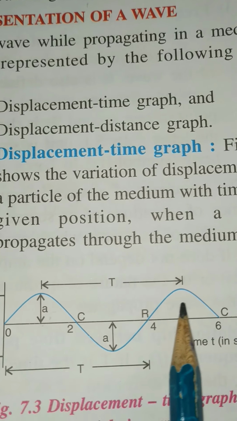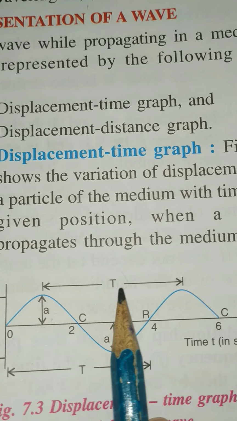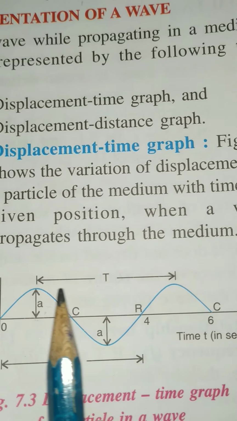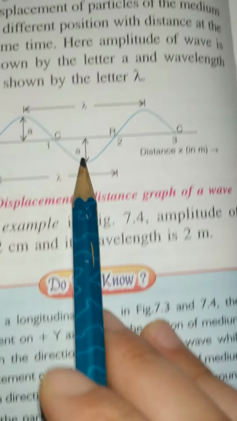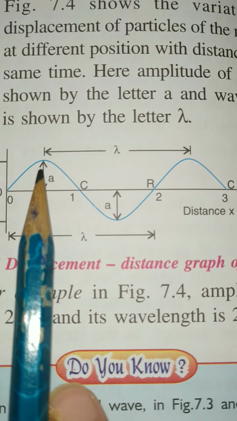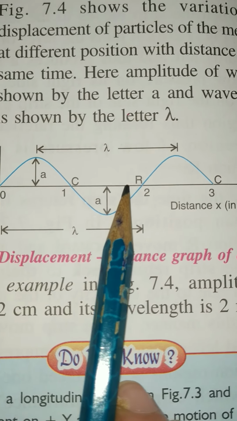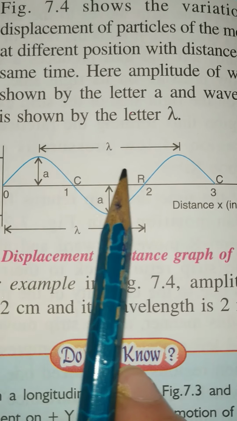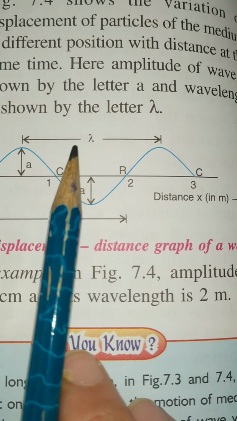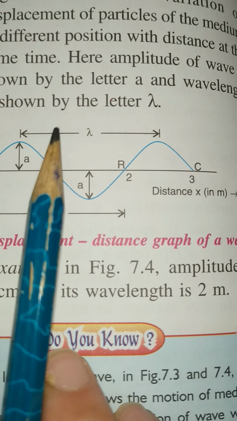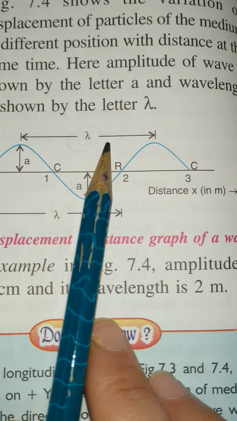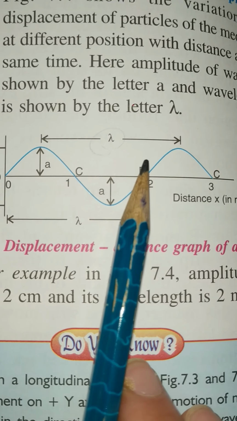Now this is the time period, that is denoted by T. So the time period is the time taken to complete one vibration. Okay, and this distance, the maximum distance between one compression and one rarefaction. See, compression and rarefaction. So the distance travelled between two consecutive compressions or rarefactions is known as wavelength, that is lambda. So these are the terms related to the wave.